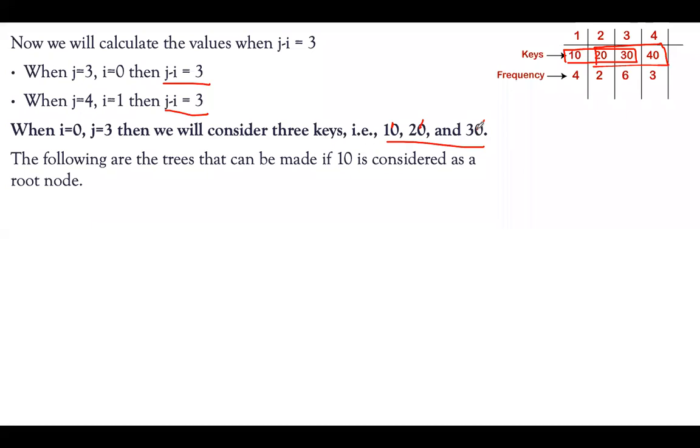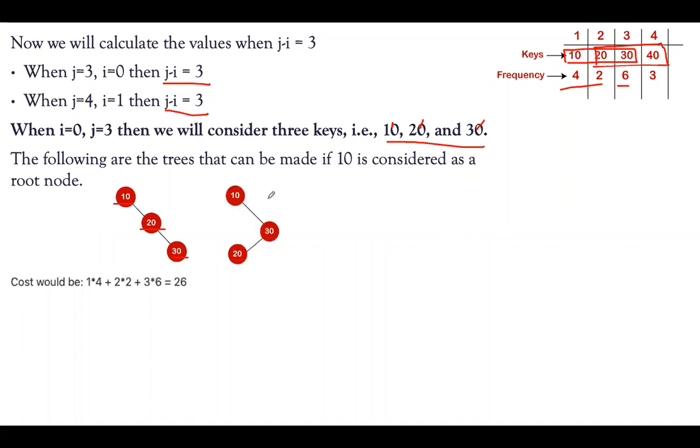Instead of drawing the trees and finding out, I'll just show you fast. Okay, this is the first tree. Number of comparisons: for 1 into 4 key value. Here 2 comparisons, 2 into 2, frequency is 2. Here 3 comparisons, 3 into 6. Okay. Next, again 10 as root, 30 and 20.